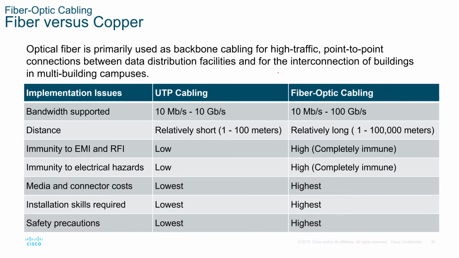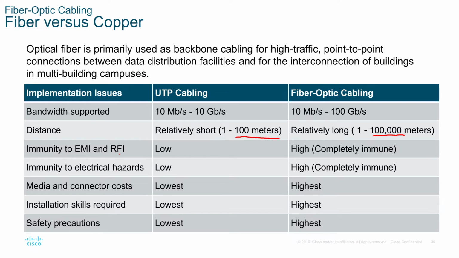If we take a look at fiber versus copper, bandwidth in copper can go up to 10 gig. Fiber, we can go up to 100 gig. Distance of copper, 100 meters maximum. This isn't to say that you couldn't run 105 and still have it work, but this is the recommended maximum distance. Fiber can go all the way up to 100,000 meters, 100 kilometers, about 60 miles.